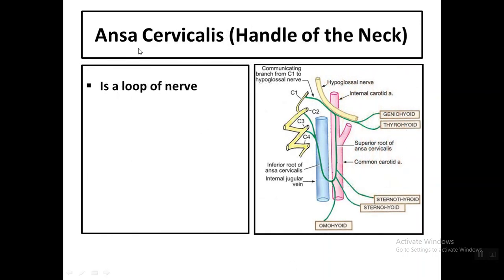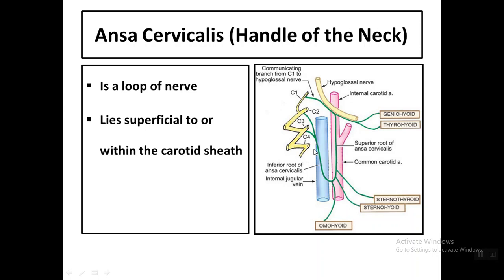Now we come to a structure that is called the ansa cervicalis. Ansa cervicalis in Latin means handle of the neck. This is a loop of nerve.